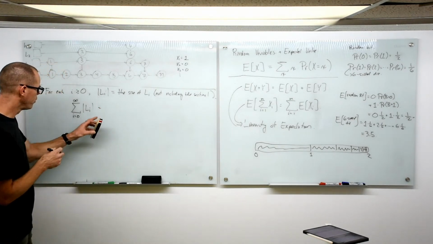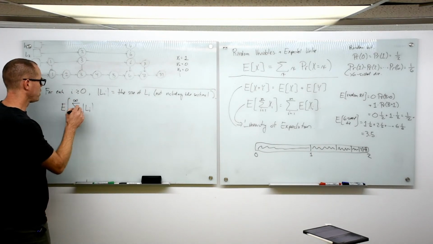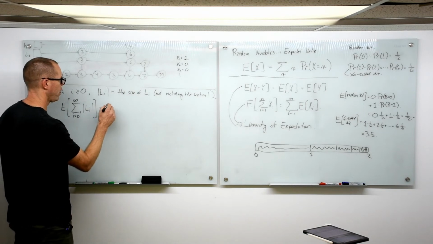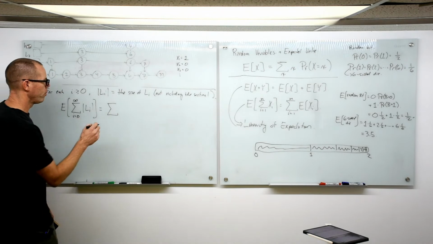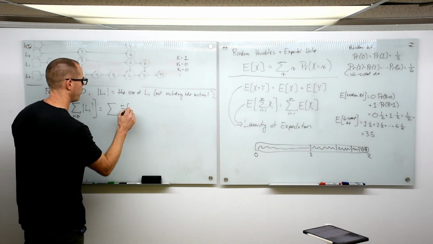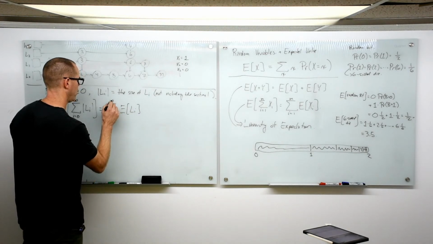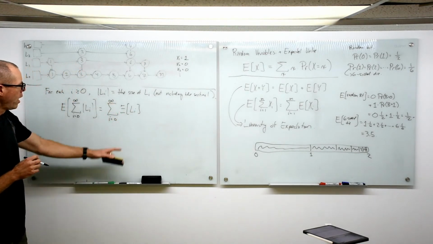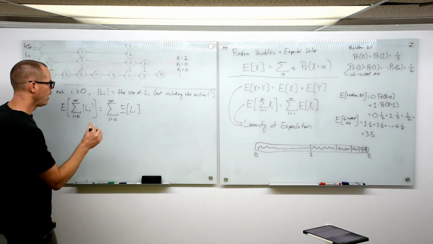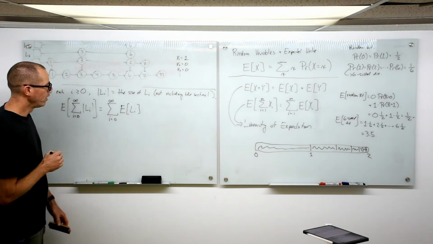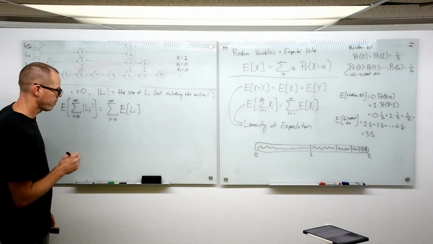Yeah, so we want to know the expected value of that thing because it's a random variable. And right away, if we have an expected value of a sum, we should look at the sum of the expected values. They're almost always easier to figure out because they're simpler. And so what is the expected size of Li?